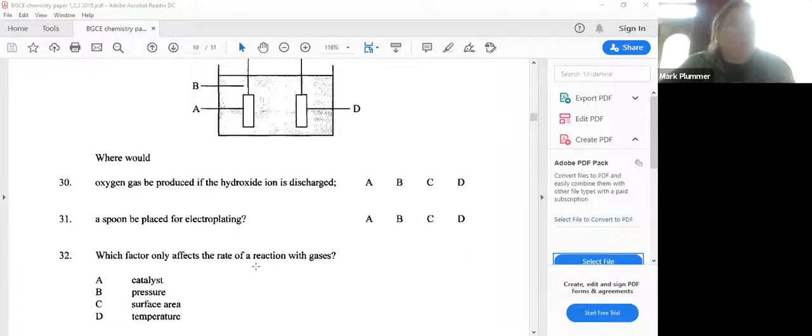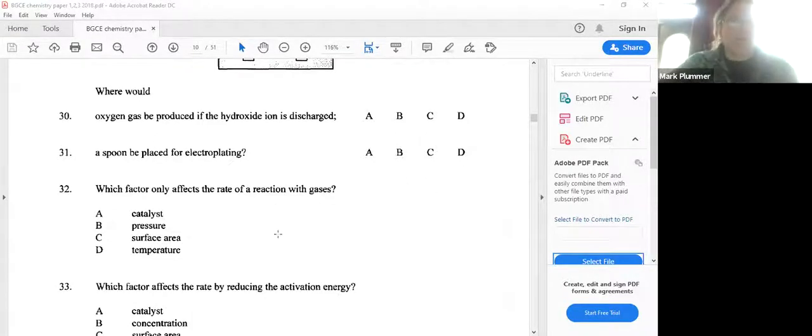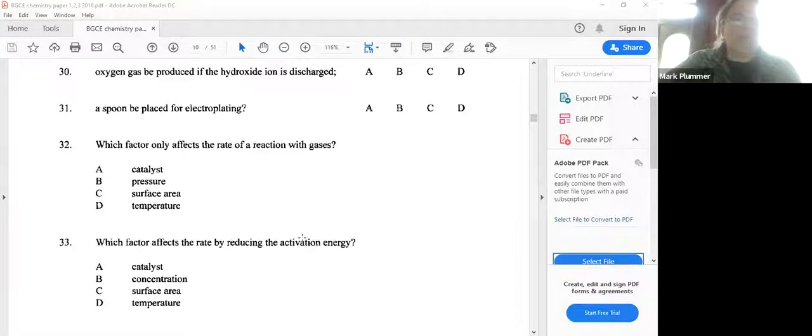Which factor, number 32, only affects the rate of reaction with gases? Only. Keyword here is only affects the rate of reaction with gases. And the answer to number 32 is B. Okay, number 33. Which factor affects the rate of reaction by reducing the activation energy? Well, the only one that reduces the activation energy, of course, is a catalyst. So the answer to number 33 is A.